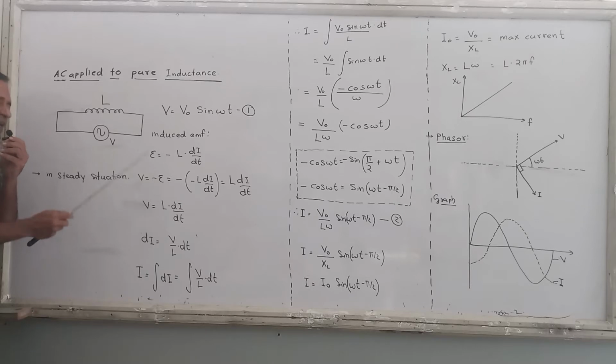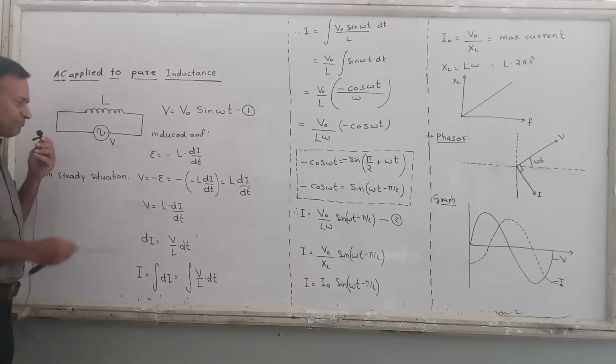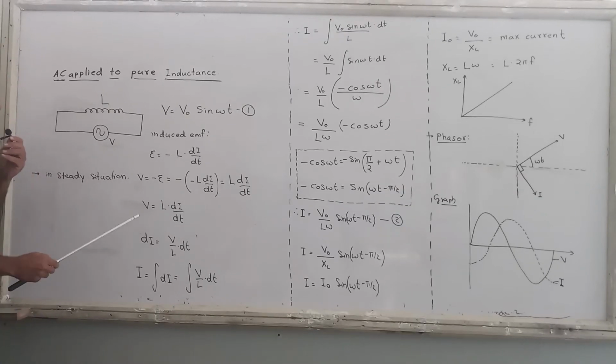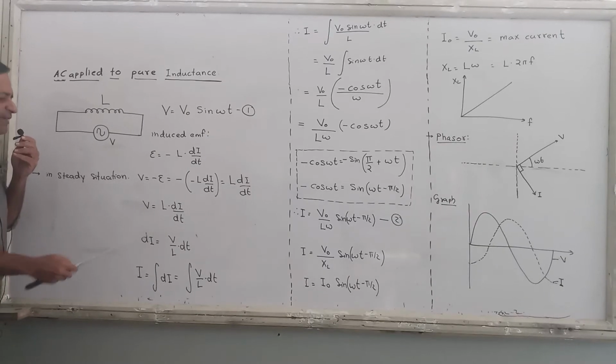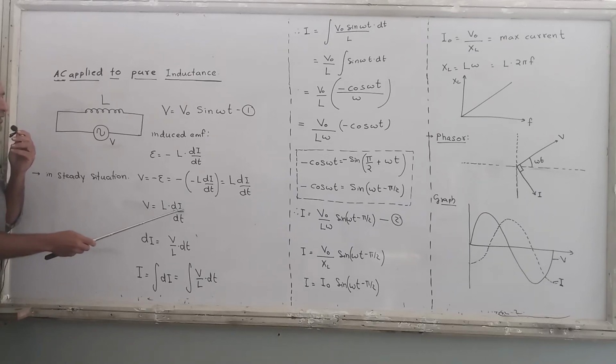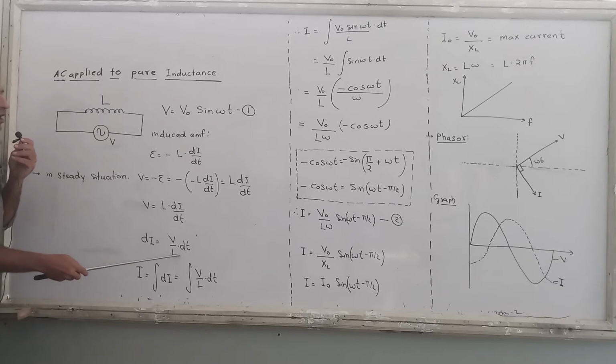Epsilon is the induced EMF. Putting the value of epsilon in over here, minus L di by dt, the minus becomes plus. So V equals L di by dt. I need an equation which can connect voltage, inductance and current, and this equation has that connection. Now I need to find the electric current. So rewriting this equation for di, that is V by L dt.